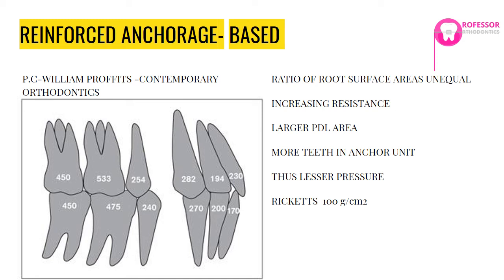Now, by doing this, you're basically saying that you can increase anchorage value of teeth by including more number of teeth, by including teeth with more number of roots. By doing this, you are increasing the ability of the anchorage unit to resist tooth movement. According to Ricketts, to move a tooth, you need at least 100 grams per centimeter square of force.